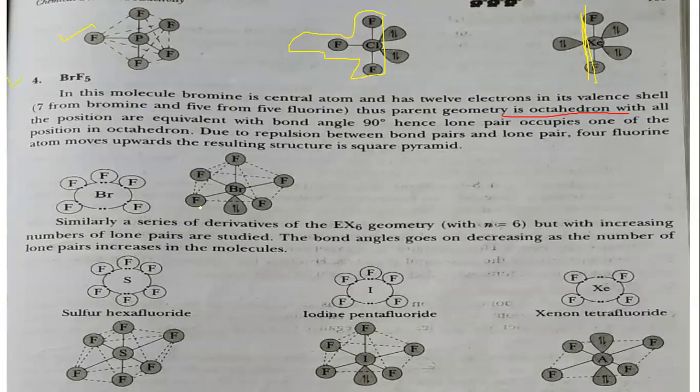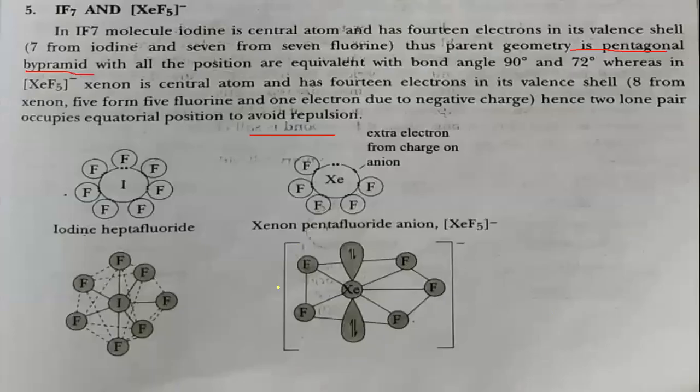Now bromine pentafluoride is there. One lone pair is lying below. It is actually octahedral, but it shows a square pyramidal structure. Sulfur hexafluoride has an octahedral structure. Then iodine pentafluoride is there, then xenon tetrafluoride is there. So from the table, you can easily find out the structure of a molecule. IF7 is pentagonal bipyramidal. Then xenon pentafluoride is there. So from the table you will get a clear idea about the shape of molecules.